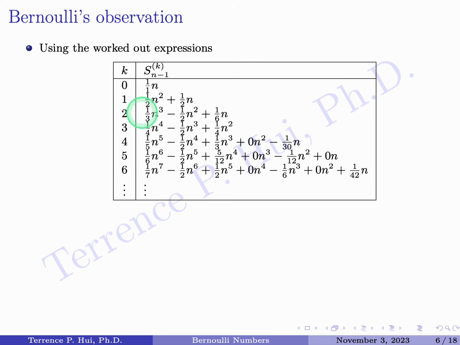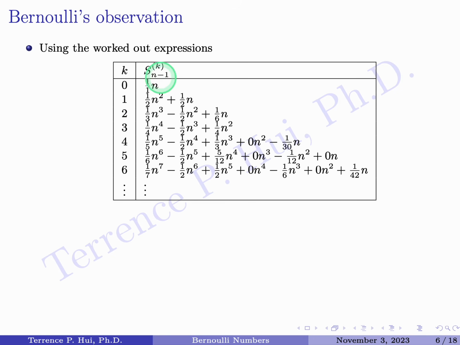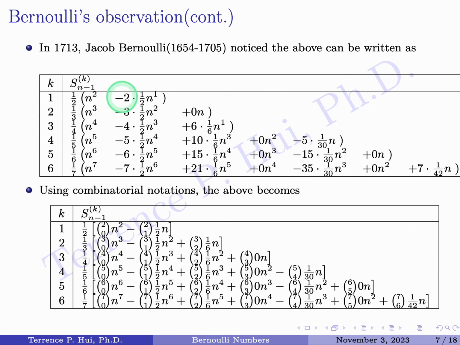When k is equal to 1, it is n times n plus 1 over 2, so it's 1/2 n squared plus 1/2 n, and so on. You can write all these out. So when you do this, what happened was, in 1713, Jacob Bernoulli noticed something, there's a pattern in this. By the way, again, this is important. This is S sub n. The reason I got this confused is because Jacob Bernoulli actually looked at S sub n minus 1 instead.